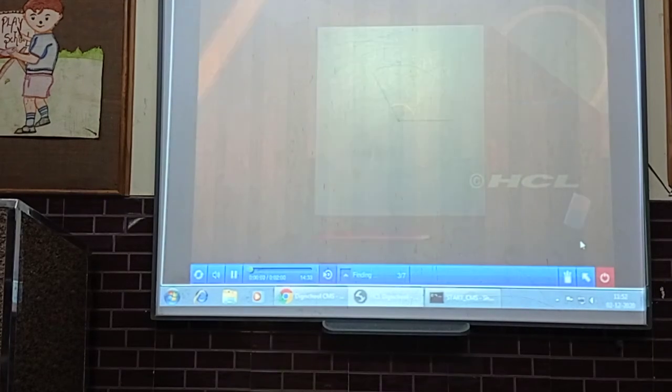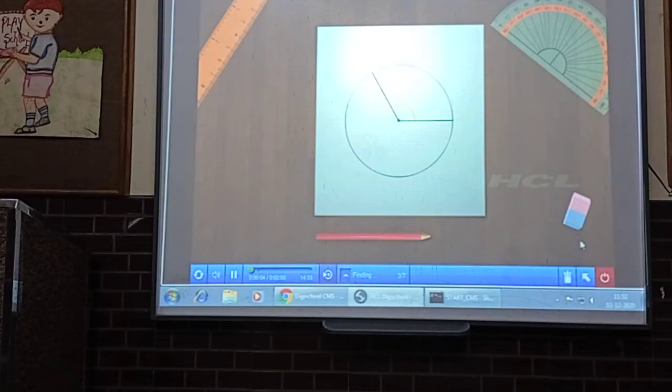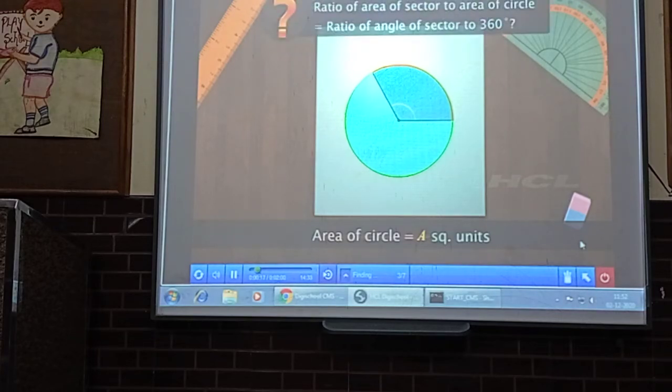Area of sector. We've seen that the length of an arc is a fraction of the circumference. In the same way, the area of a sector is a fraction of the area of a circle. Let's consider the area of a circle to be a square unit. Let's see if the ratio of the area of a sector to the area of a circle is equal to the ratio of the angle of the sector to 360 degrees.